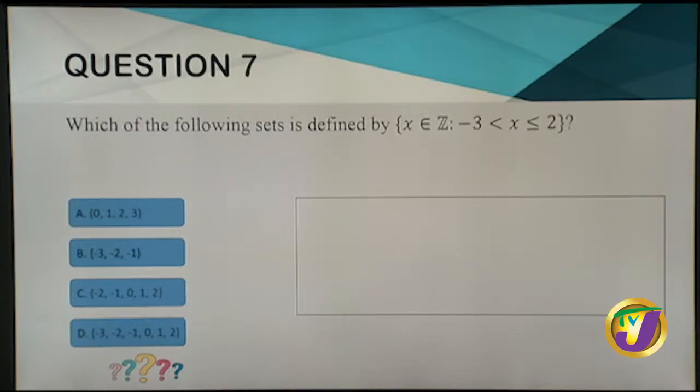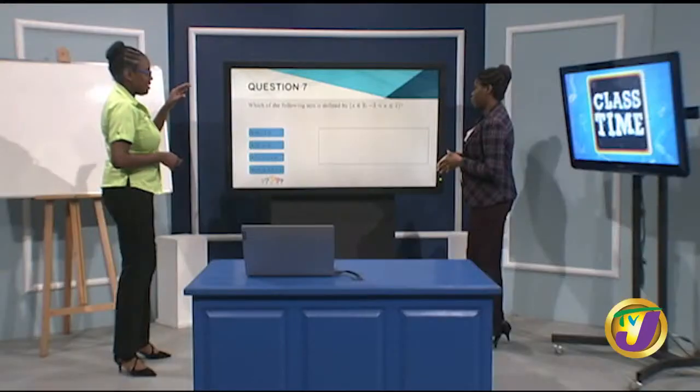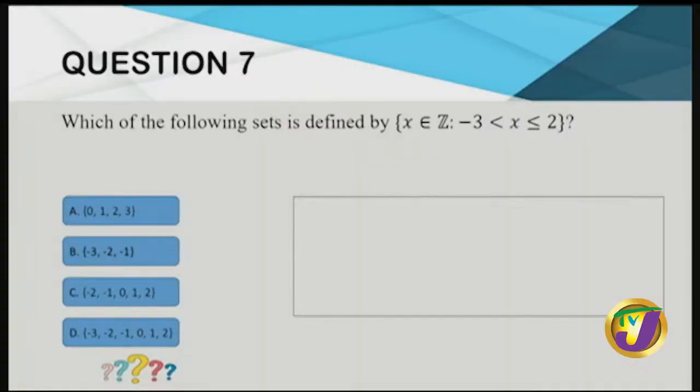Question 7. Which of the following sets is defined by... Now, Nikisha, help me with this one. How do I read this one? So this is saying X is a member of the set of integers. So that Z, that funny-looking Z, means set of integers.